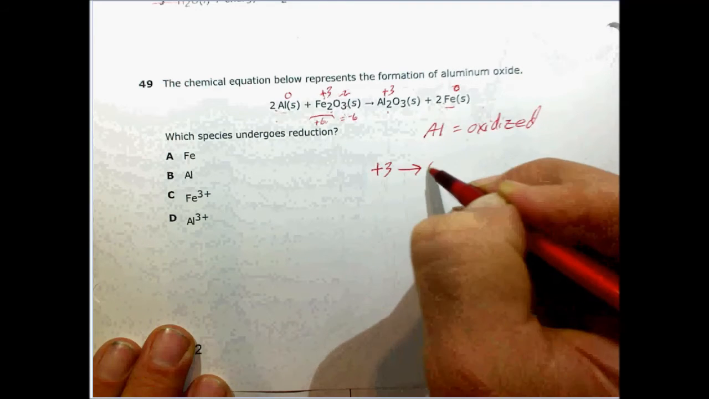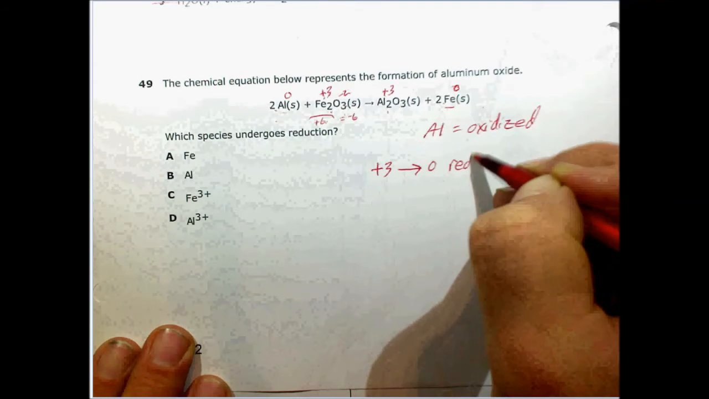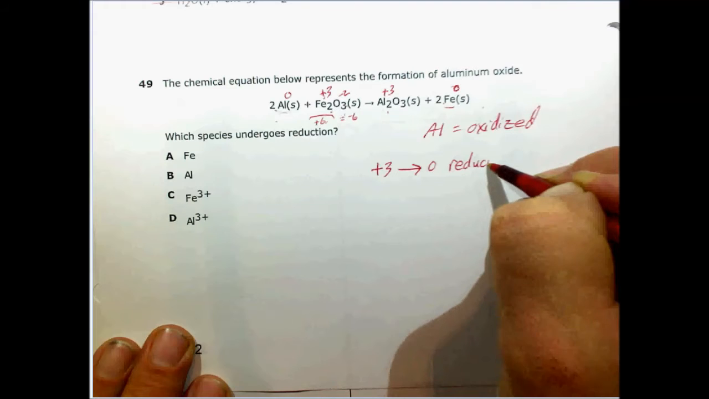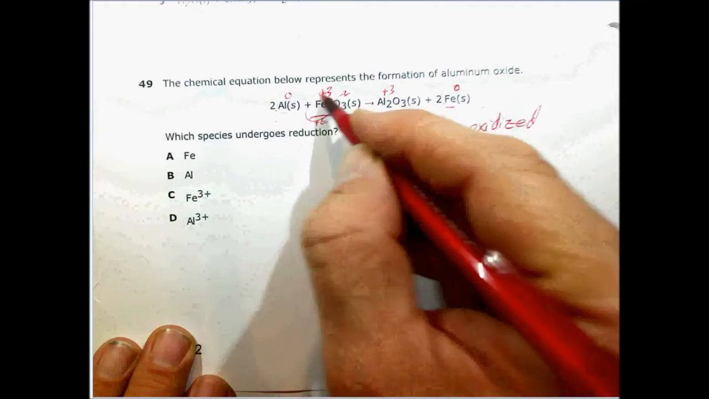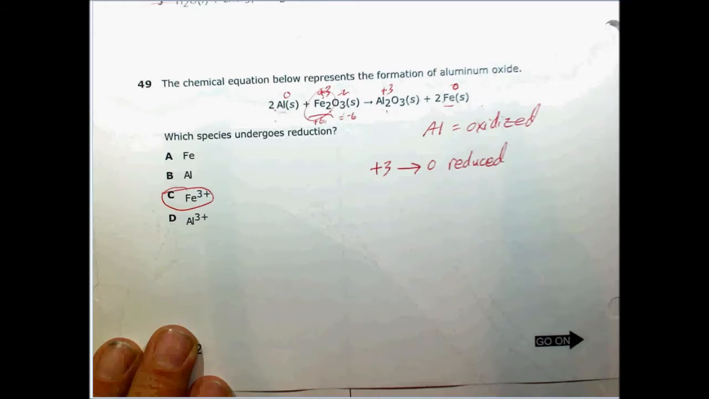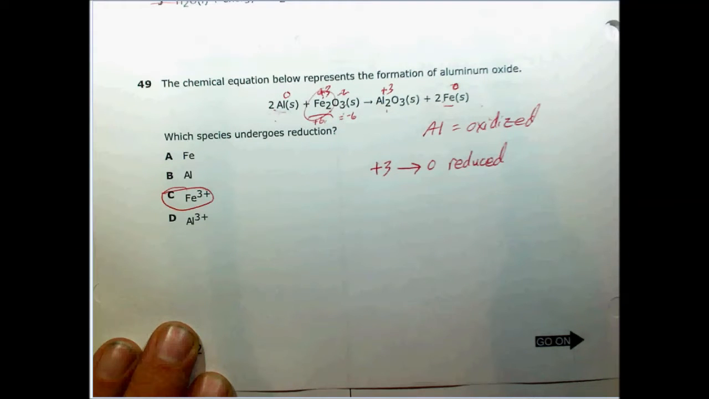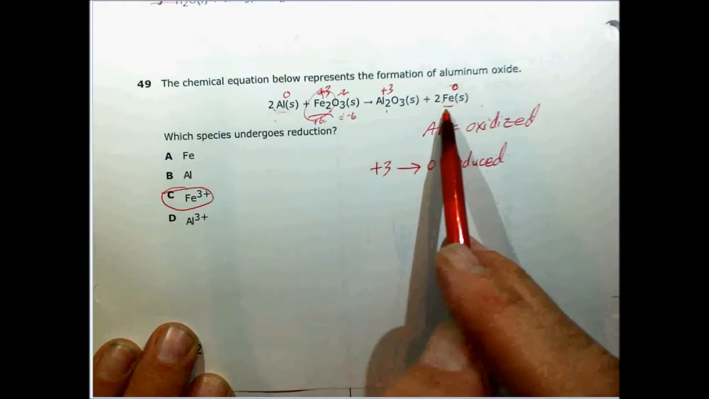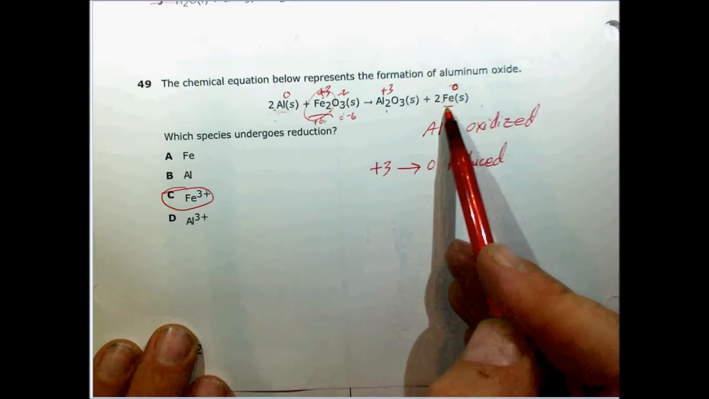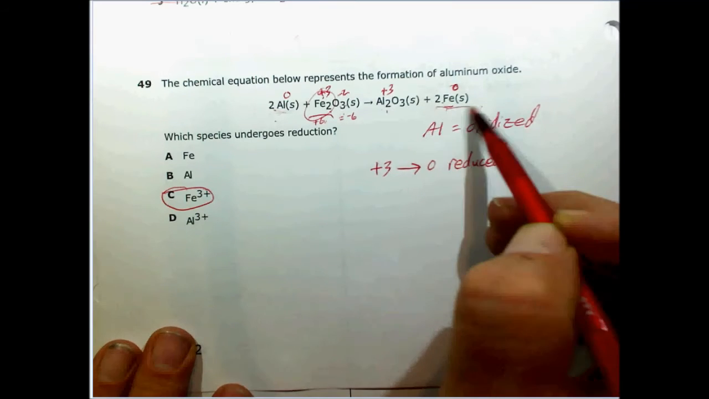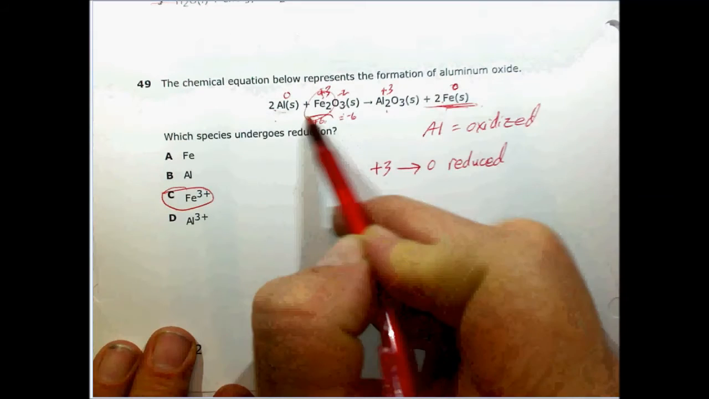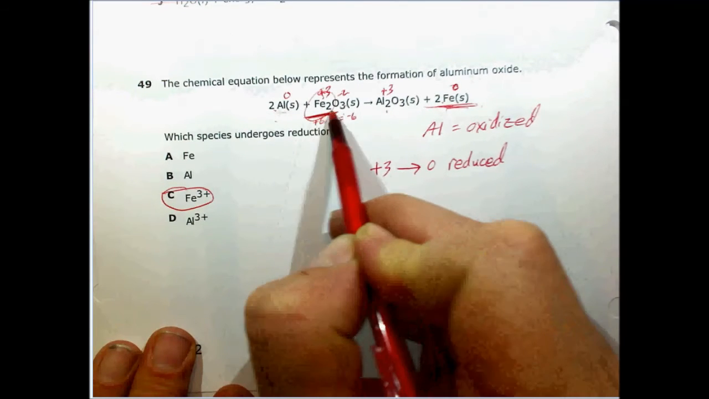+3 to 0 is reduced. So the iron 3 is what is being reduced. Note that I didn't say iron. Iron is the product of the reduction, but the species that's being reduced is the iron 3.